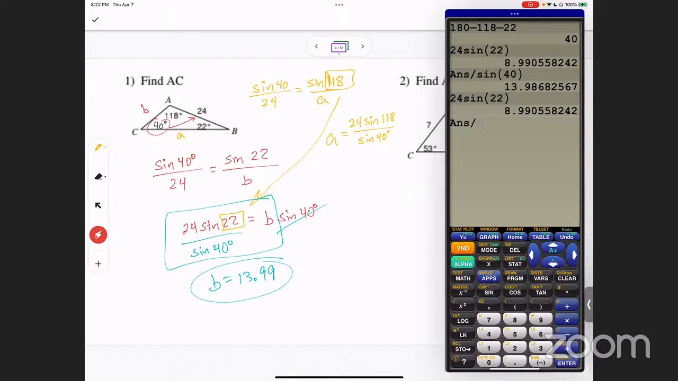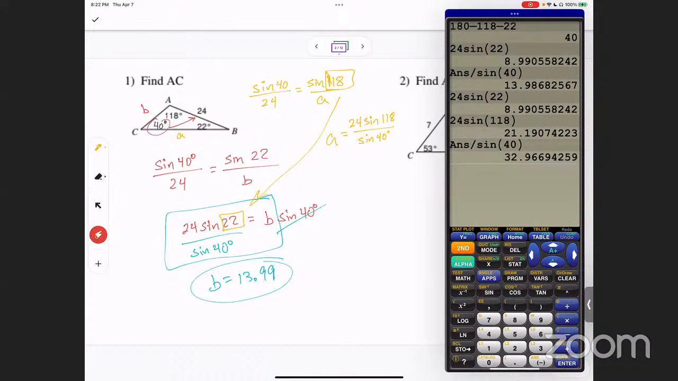Whoops, sorry, I didn't mean to hit enter there. Let's try that again. Let's grab this and let's change that to 118, hit enter, and divide that by the sine of 40. So my answer is 32.97.